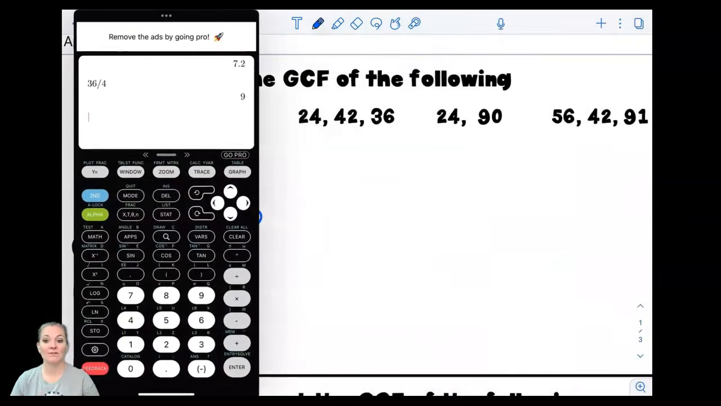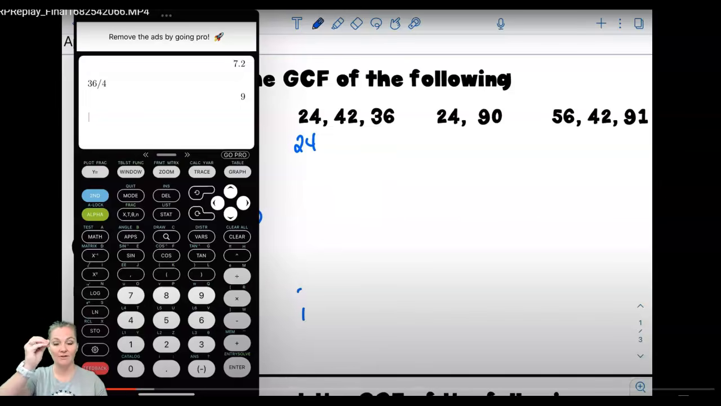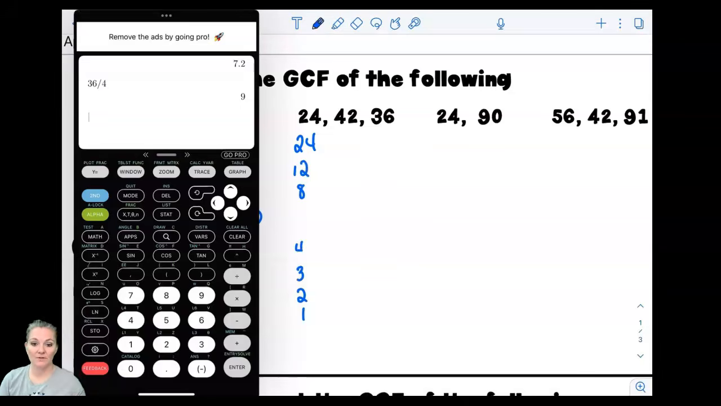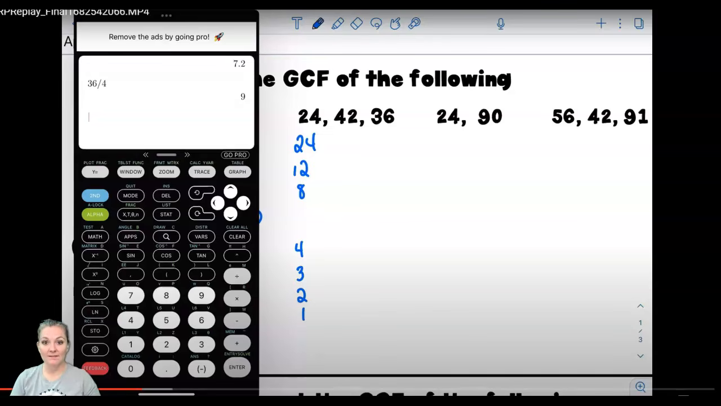Now I've got three numbers, 24, 42, and 36. The smallest number is 24. So I'm going to start with my factors. Largest one's on top, so 24 and 1. 2 will go into 24, so that's 2 and 12. 3 will go into 24, that is 3 and 8. 4 will go into 24, so that's 4 and 6.